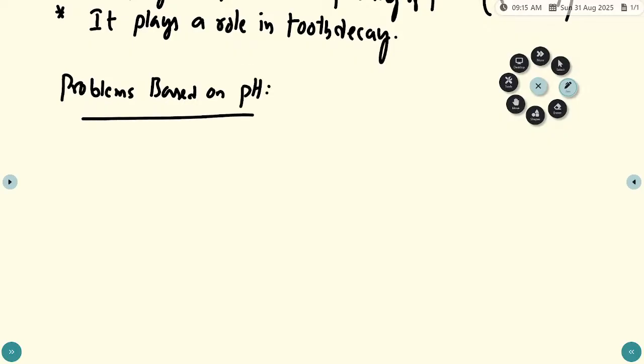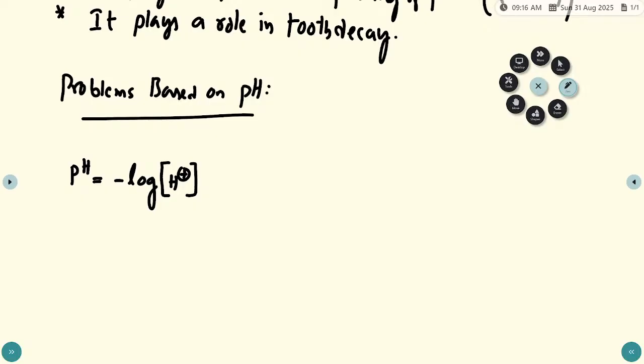So what is the formula? So the basic formula is pH is equal to, pH is what? Negative logarithm of H plus ion concentration. This is the formula. Okay, you have to use this formula. So basically we have some problems, and let us see.